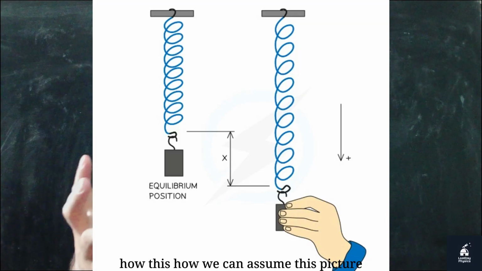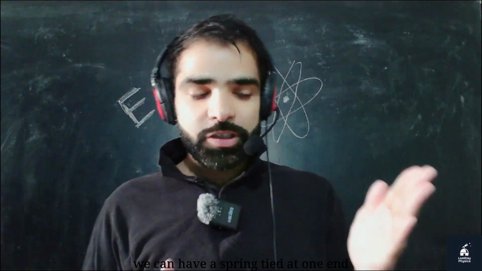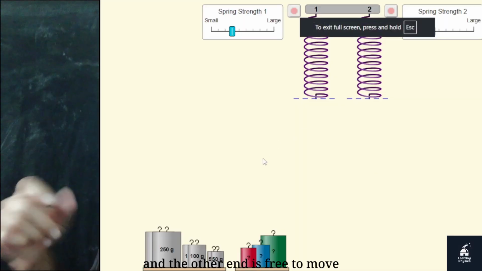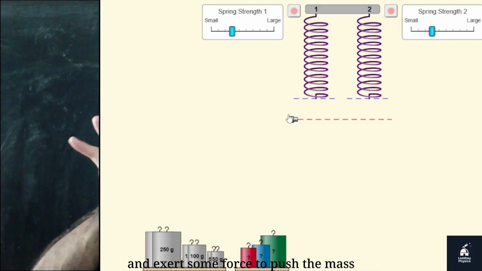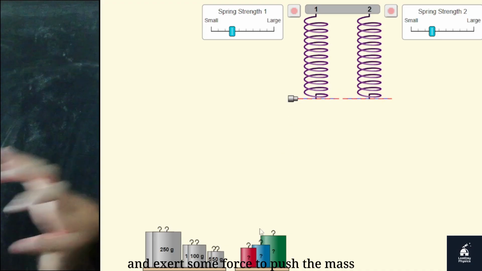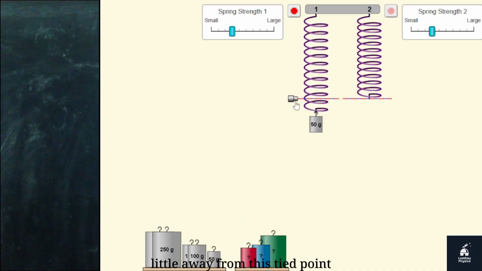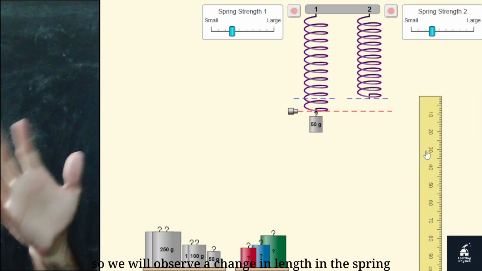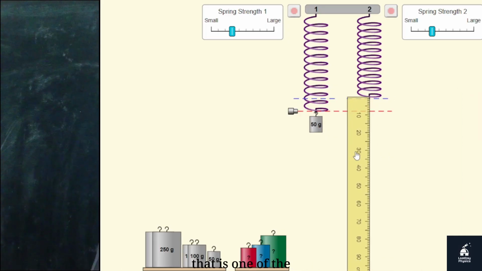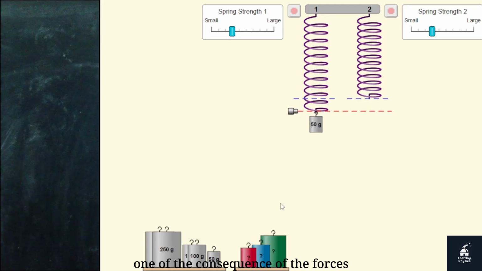And how we can assume this picture, we can have a spring tied at one end and the other end is free to move. So if you attach a small mass with the spring and exert some force to push the mass a little away from this tied point, then the spring will extend. So we will observe a change in length in the spring. That is one of the consequences of the forces.